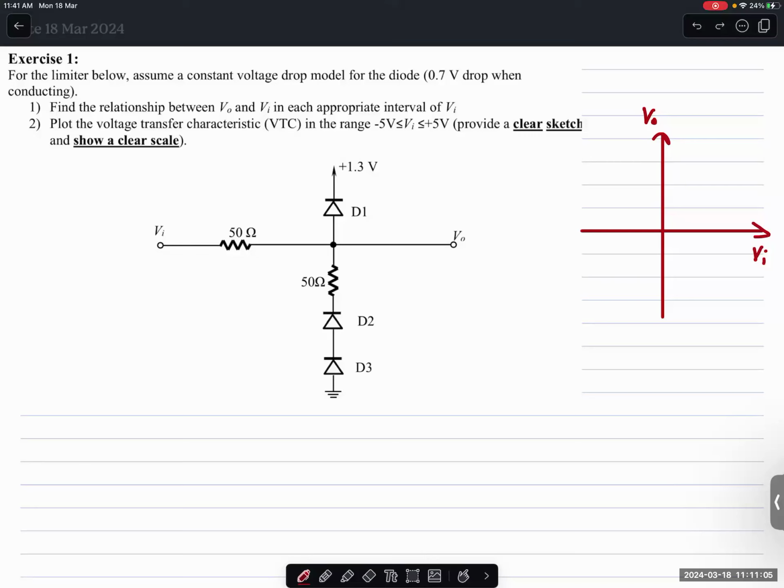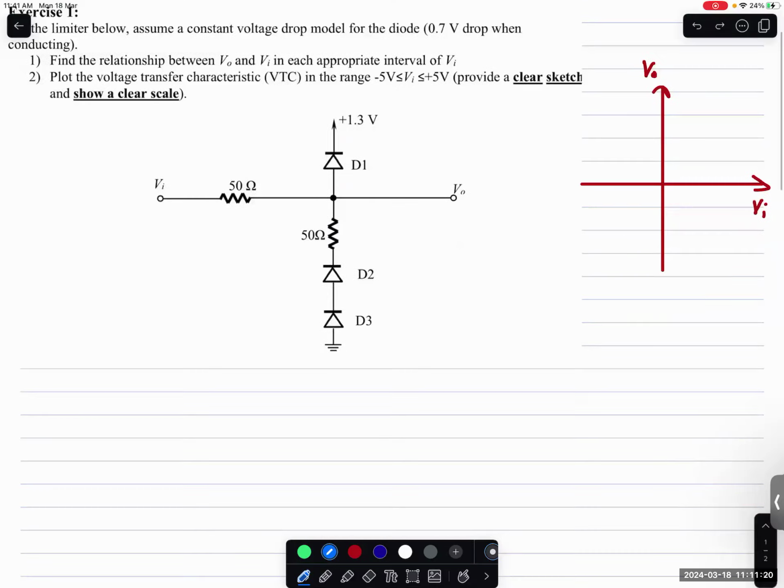So one thing that you need to understand: when this diode is on, what will be the output? When these two diodes are on, what will be the output? Obviously, I want to know when D1 will be on. The voltage at the cathode of this one is 1.3 and the voltage across D1 is 0.7. So VI has to be bigger than 1.3 plus 0.7 so that this will turn on. But these two diodes are off, because as long as the voltage at their cathodes is positive, they are off for sure.